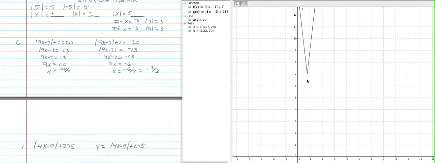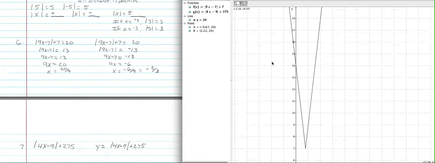The solution for x is going to be all real numbers. But if you remember earlier, or in a different video, we had the solution for the absolute value of 9x minus 7 plus 7 equal to 20. The solution for x, where y is equal to 20, is 20 over 9 and negative 2 over 3. So I just wanted to show you that on a graph.